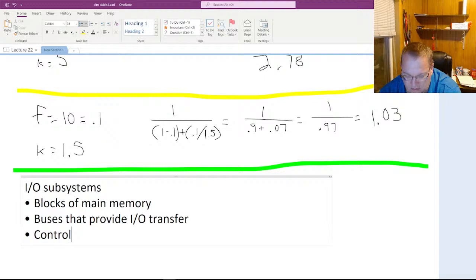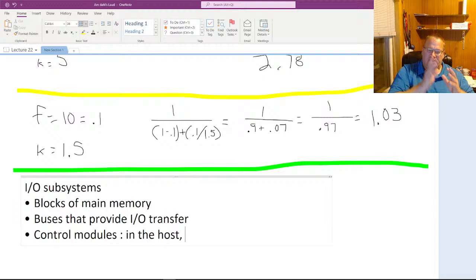Control module. So those control modules can be of different types. In the CPU or in the host, because we have to say in the host, because what we're saying is outside of I/O, so main memory or something close to it, but not at the drive itself. So it might be on the motherboard, it might be on the CPU. My guess is it'll probably be in the motherboard. That's where the circuitry will be. Or there are also other ones in the peripheral. So the peripheral is the thing that you're plugging in.